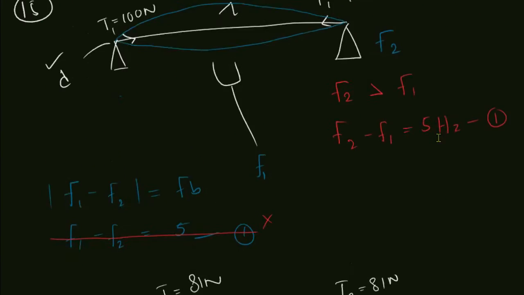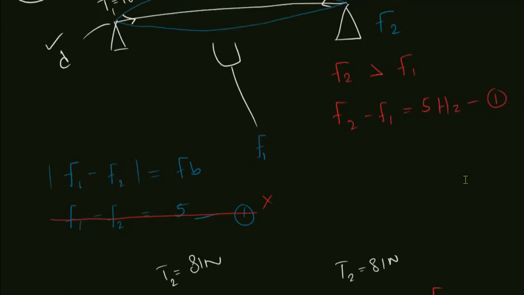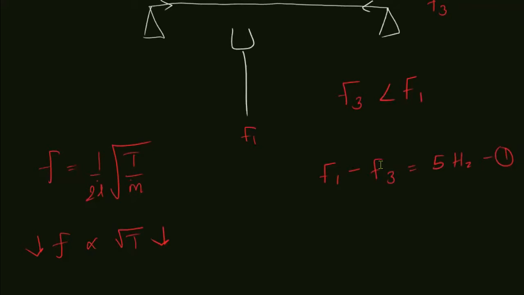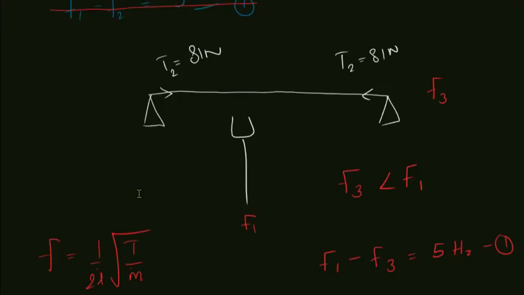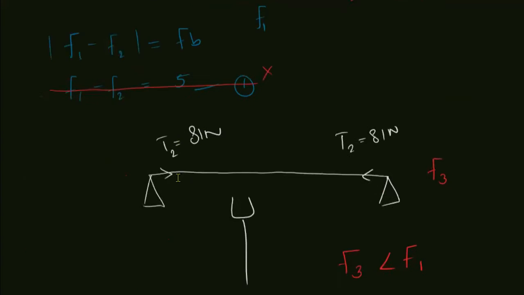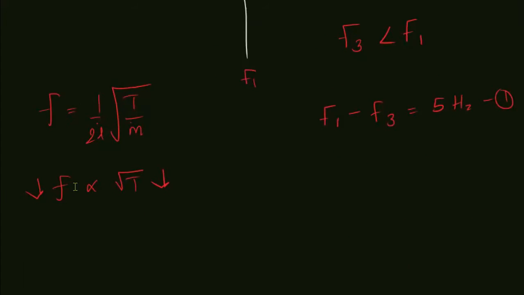So now we have two equations, but too many unknowns. 1, 2, 3 unknowns are there. So we will make use of the tension in the first place. Since it is vibrating in its fundamental resonance state, we know that the frequency of the wire is directly proportional to root T, according to the fundamental frequency equation.